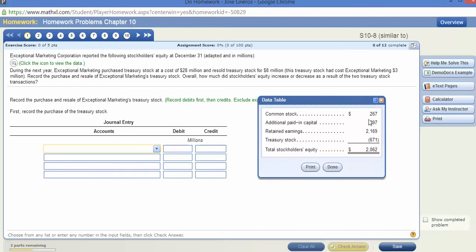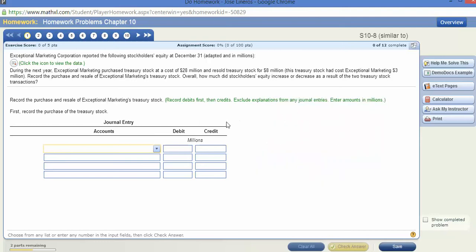We had common stock, additional paid-in capital. We had retained earnings. We had treasury stock. Notice we had a reduction in treasury stock from previous repurchases of treasury stock for a total of 2062. For right now, let's just close this because it's not really all that relevant right now. It says here that the corporation purchased treasury stock at a cost of 28 million. Then later, after this event, resold that treasury stock for 8 million. This stock happened to have a cost of 3 million.